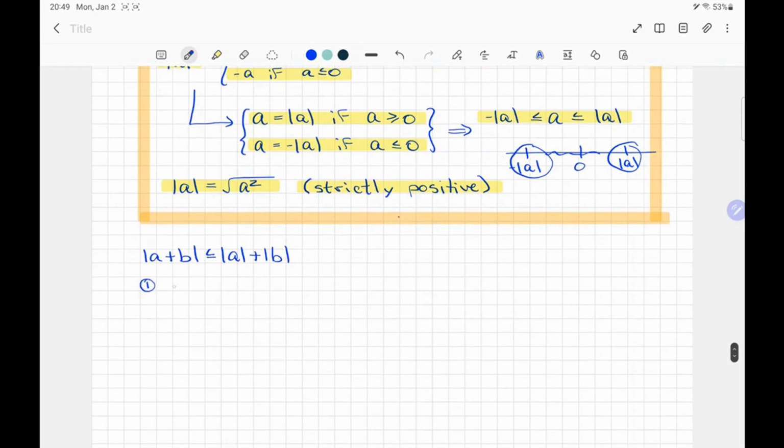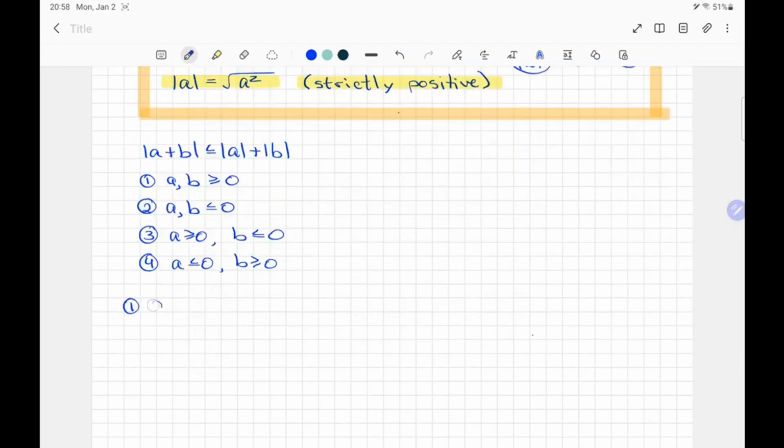The first one is that a and b are both positive or 0, so greater than or equal to 0. The second one is that a and b are both less than or equal to 0. The third one is that a is positive or 0 and b is negative or 0. And the fourth one is that a is negative or 0 and b is positive or 0. So these four combinations cover all possibilities that can occur for a and b.